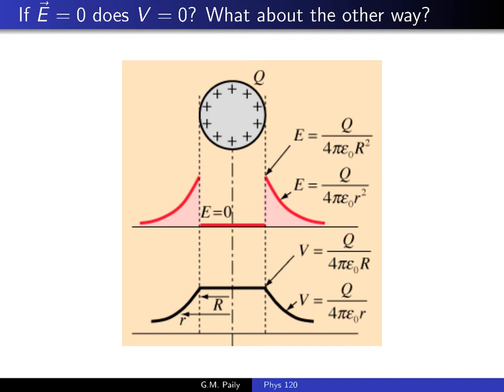Here we look at a charged shell. So we just have a spherical shell of charge plus Q, and we look at the electric field and the potential. When we studied Gauss's law, we found that the electric field outside the charged shell behaved like the electric field due to a point charge. And we found that inside the charged shell, the electric field was 0 everywhere.